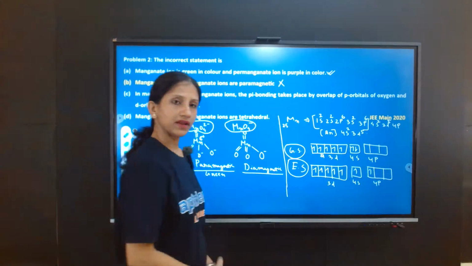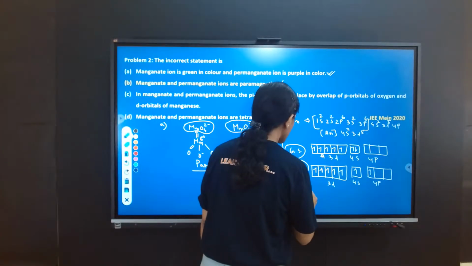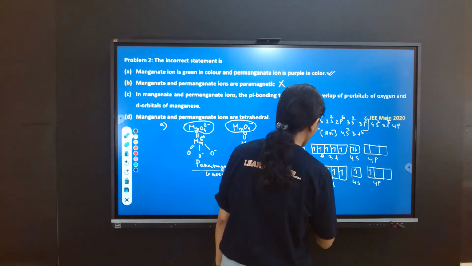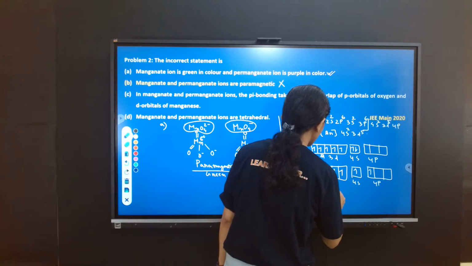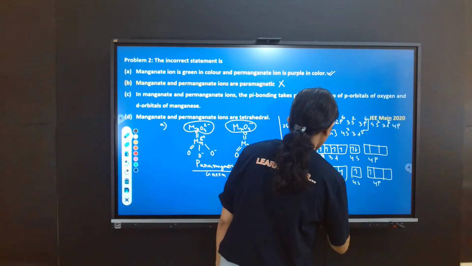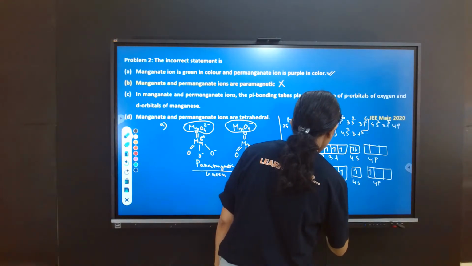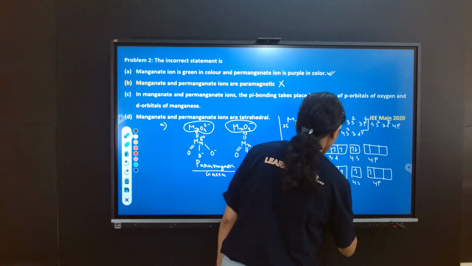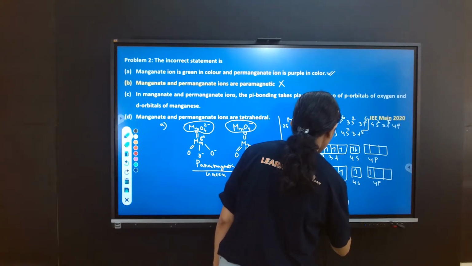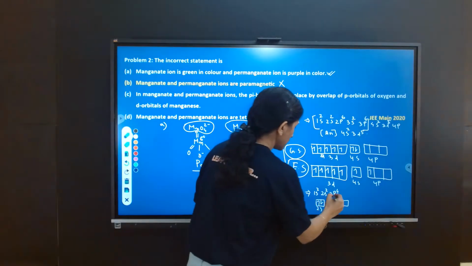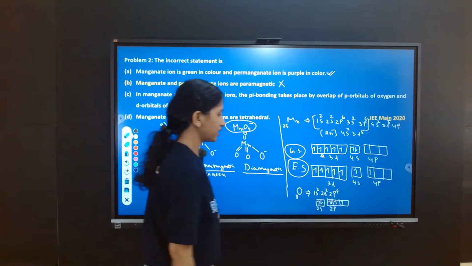So we are considering the manganese-oxygen bond. Oxygen has an atomic number of 8. It will have the electronic configuration of 1s2, 2s2, 2p4. If you draw the orbitals, 2s and 2p: 2s2 and 2p4. First it will be singly occupied, and we have another electron, so it will go here.